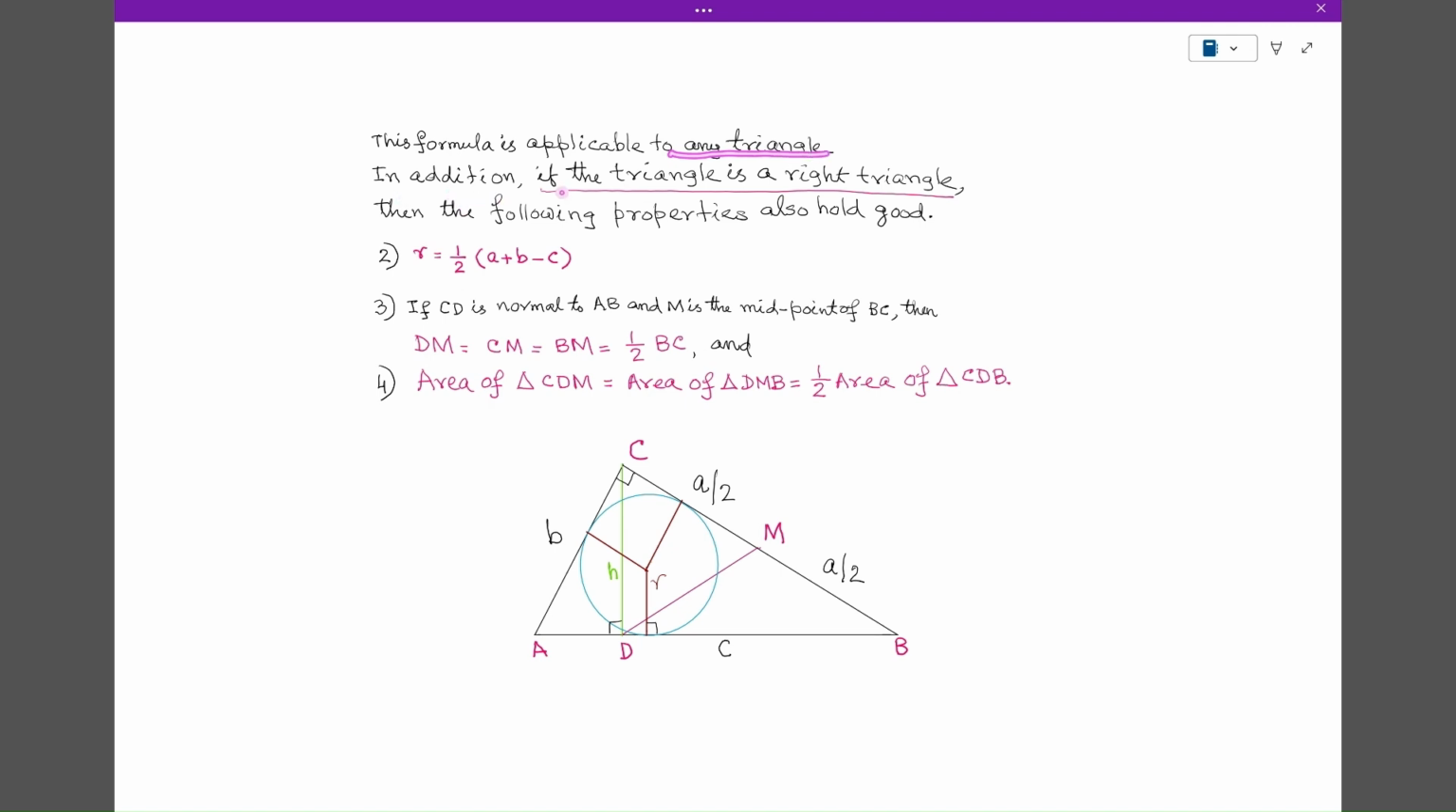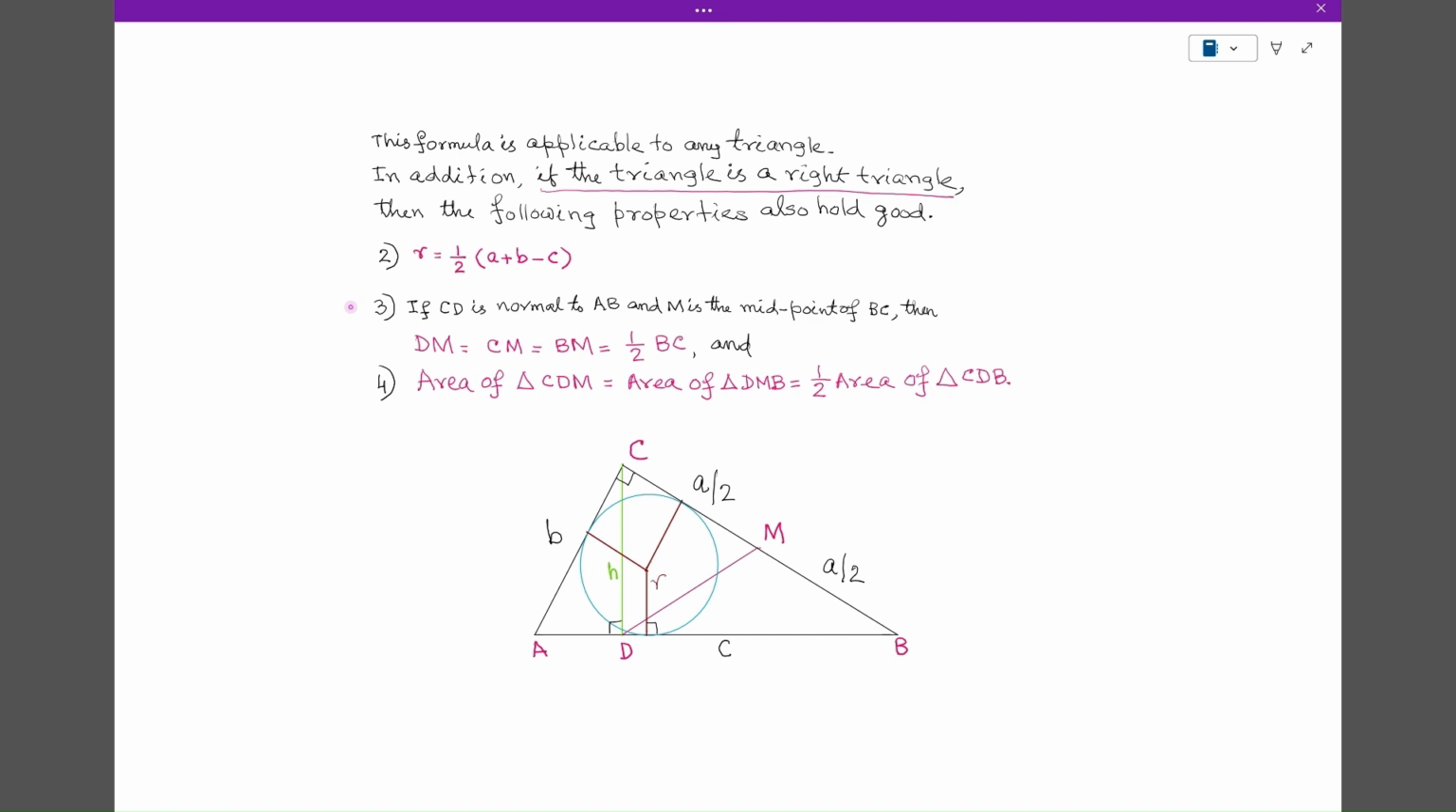In addition, if the triangle is a right triangle, then the following properties also hold good. Property number 2, that is, r is equal to half (a plus b minus c), where r, as before, is the radius of the inscribed circle. a, b and c are the three sides. This is a, this is b and this is c of the right triangle, where c is the hypotenuse.